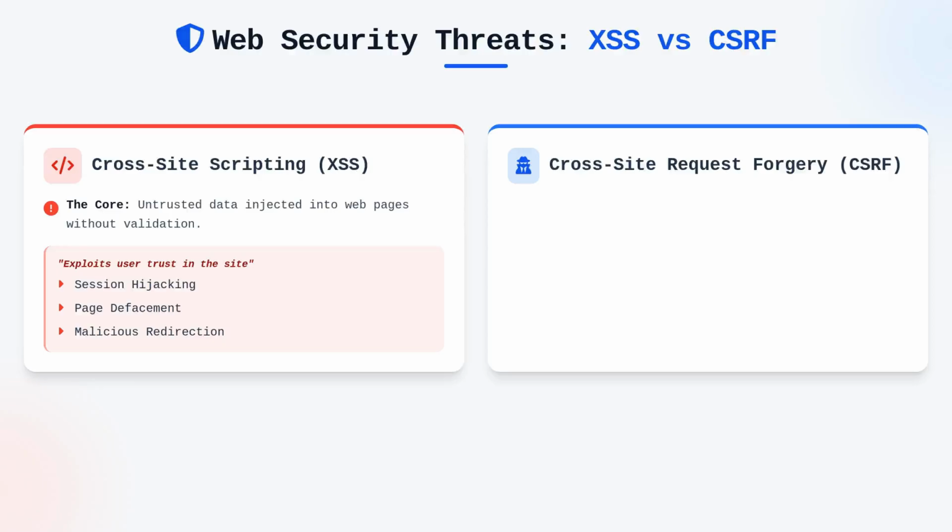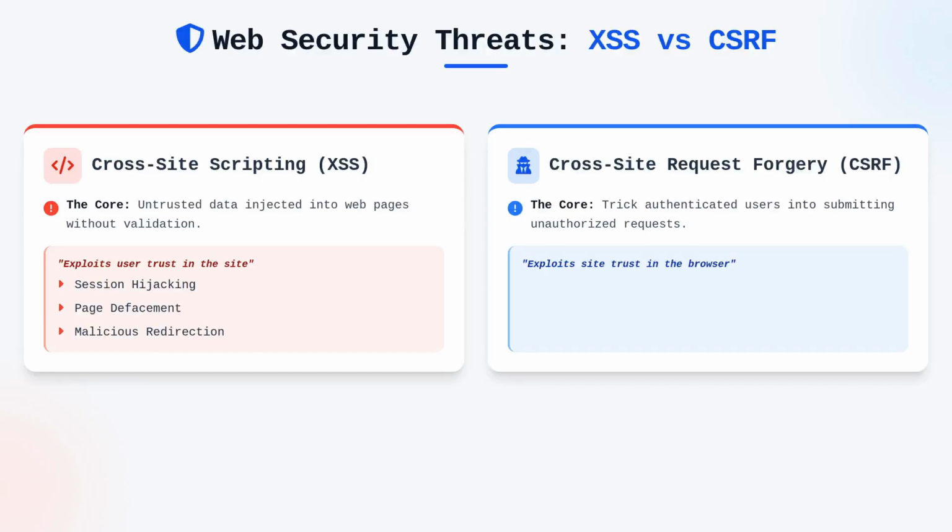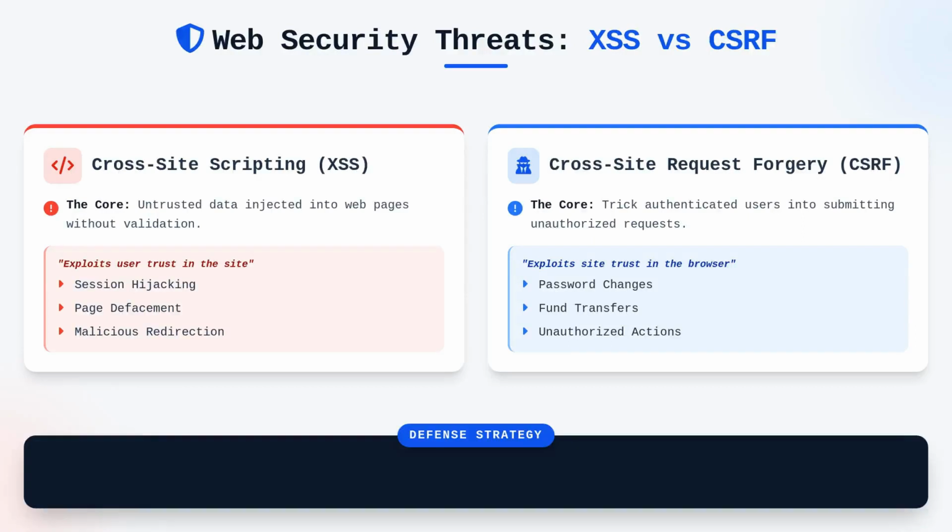In a CSRF attack, an authenticated user is tricked into submitting a malicious request to a web application, performing actions like changing a password or transferring funds without the user ever realizing it. Protecting against these requires a combination of strict output encoding, content security policies, and the use of anti-CSRF tokens to ensure that every request is intentional and authorized.